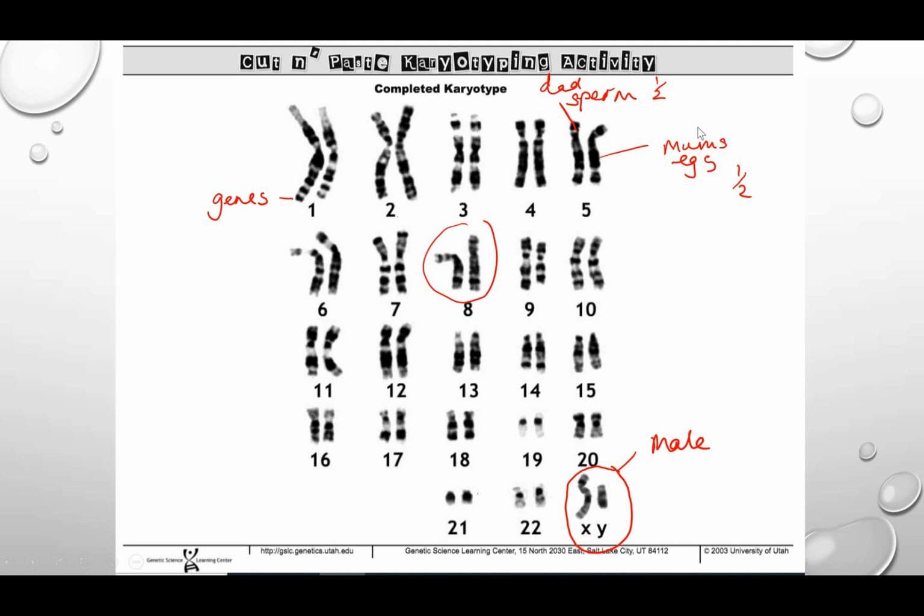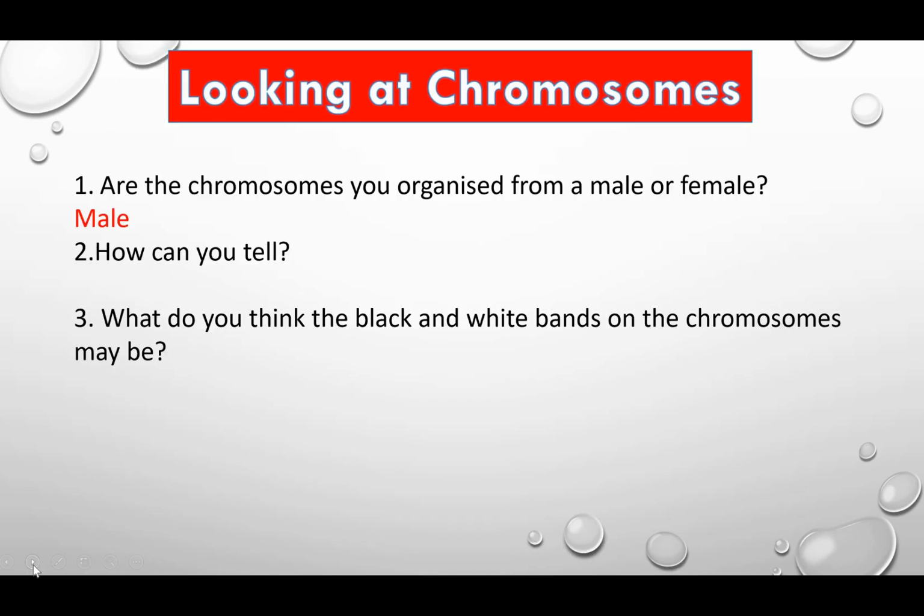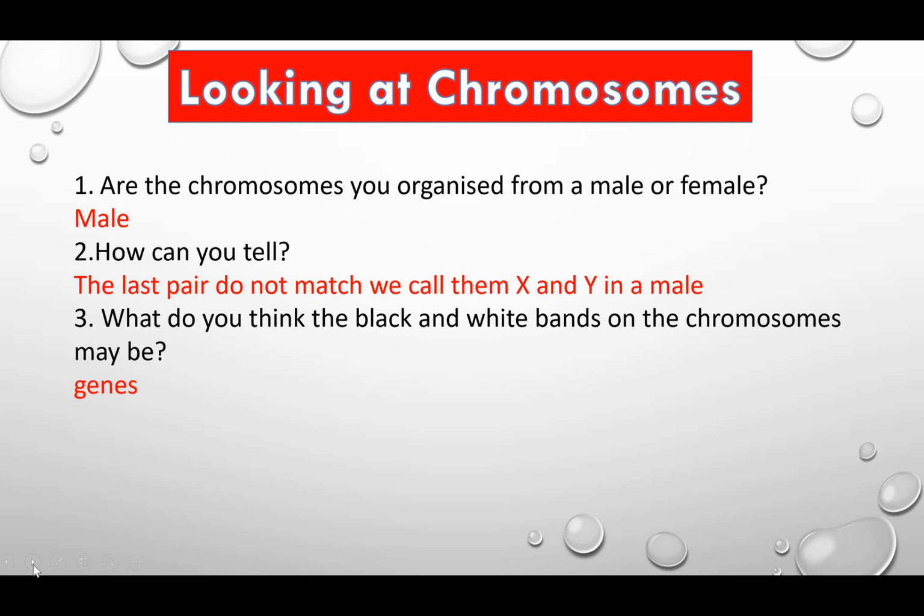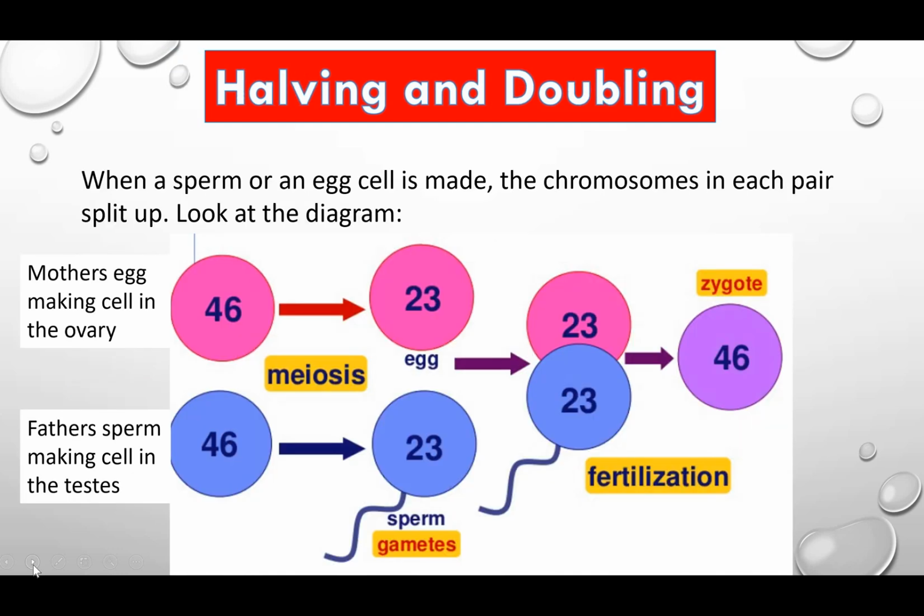So if you look halfway down on page 38, you should be able to see, so these are the answers for the questions at the top, a diagram that looks like this. So I've called this task halving and doubling to explain where that DNA comes from that we've just been talking about. So in the mother's egg-making cell, so we know that's in the ovary because we've studied the sex organs recently, there are 46 chromosomes.